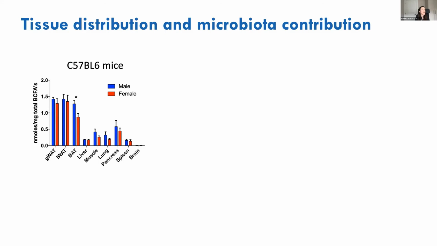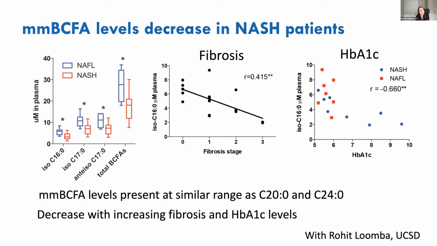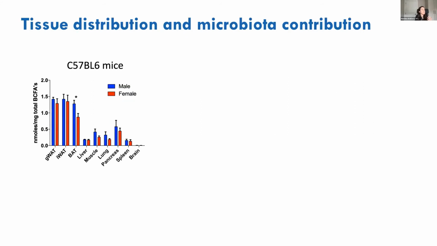So after seeing this, and seeing that obviously they're changing with disease and they're de novo made in humans, we went back to mice to see where they were most abundant. So we found that they are present in the highest levels in the adipose tissue, as our cell culture work would have indicated, and they were lowest in brain, so nearly non-detectable. So we wanted to see then, was the microbiota doing a lot of this de novo branched chain fatty acid synthesis?